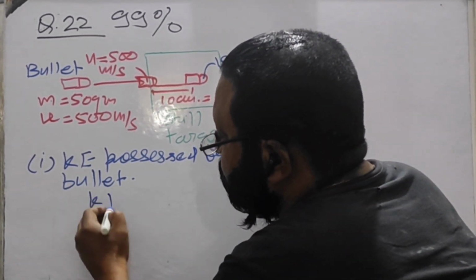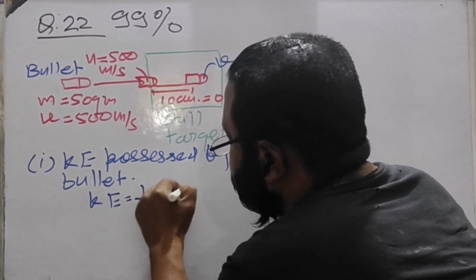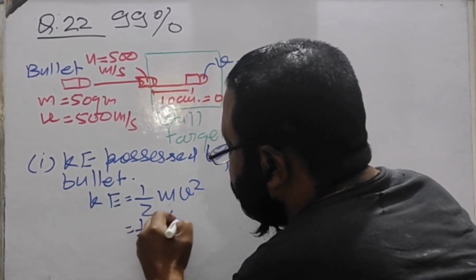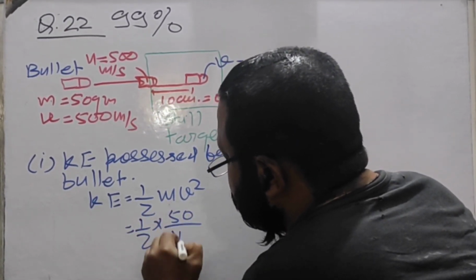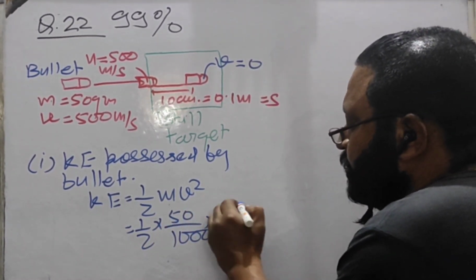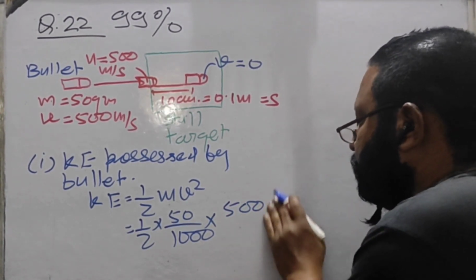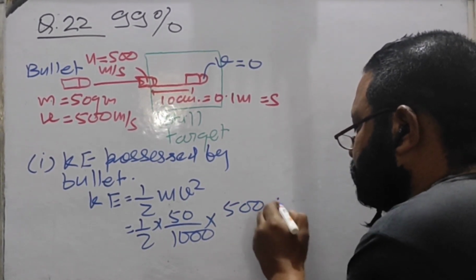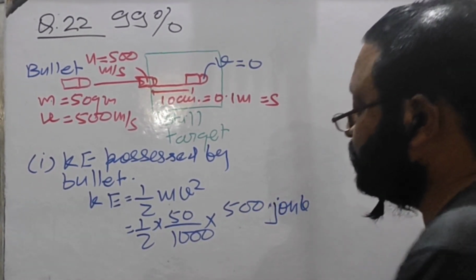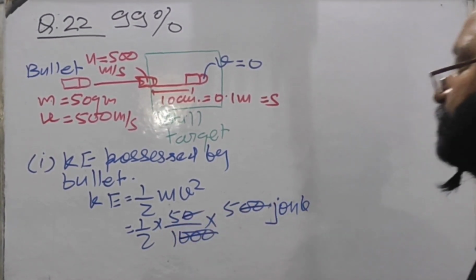Kinetic energy is equal to half mv square. So that is 1 by 2, 50 upon 1000 into 500 meter, we can say joule, right? So how much do you get? These three zeros are gone.